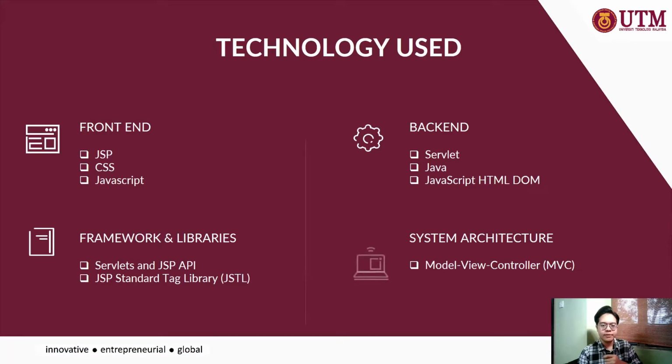So the technology used. For the front end, JSP, CSS, and JavaScript are used to develop the user interface. For the back end, which conducts the connection to the database, it is done by Servlet, Java, and JavaScript HTML DOM. The framework libraries use Servlet and JSP API, and the JSP Standard Tag Library, JSTL, is used because this system is built basically with JSP and Servlets. The system architecture used is the Model View Controller, which is the MVC.